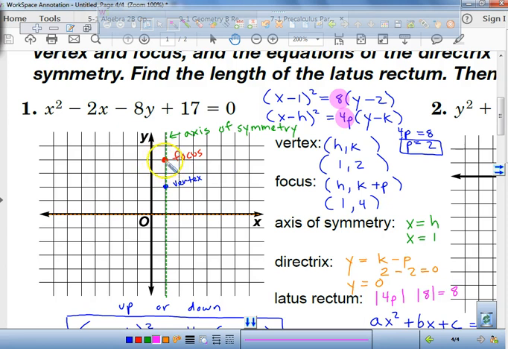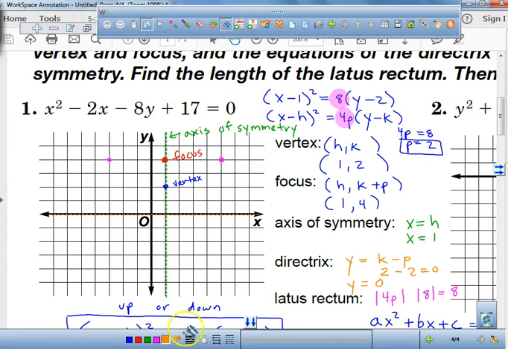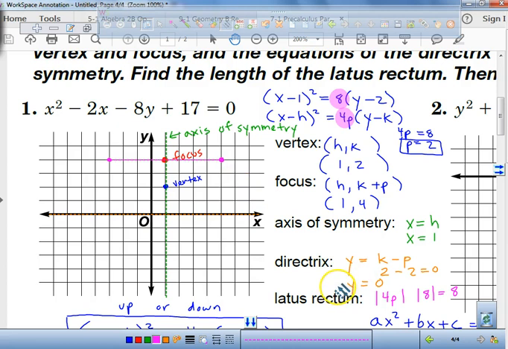So go where the focus is. Count over. 1, 2, 3, 4. Put a point. Count over to the left. 1, 2, 3, 4. Put a point. Then carefully draw in that latus rectum that passes through the focus. I'm not making this up, people. The latus rectum will always pass through your focus. That's how it works.